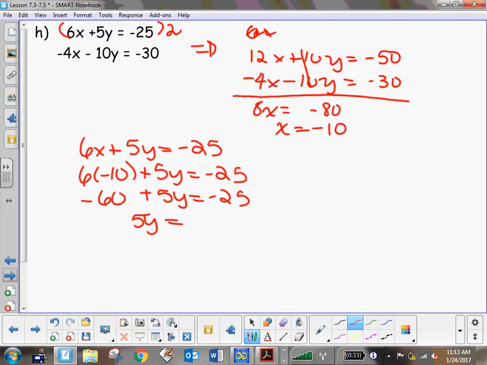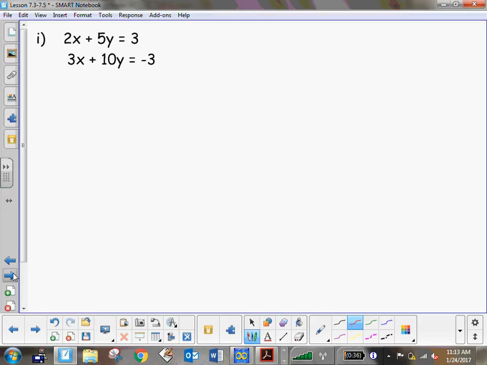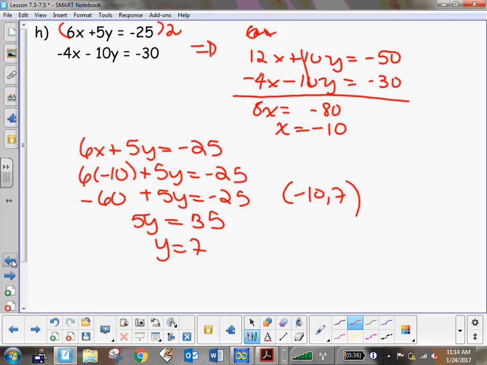What's 60 minus 25? 45? 35. How'd I do? Math right? Lots of work to show. Show me all the work. Negative 10, positive 7. Yeah, look up here. You're going to add 60 to negative 25 and get positive 35. Your 5y is positive.